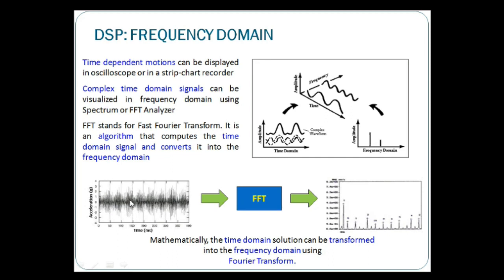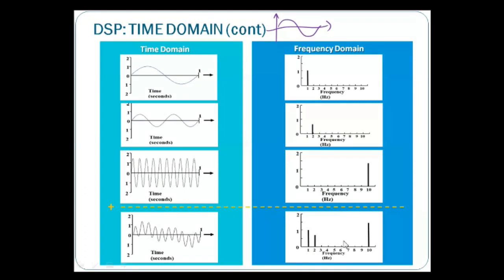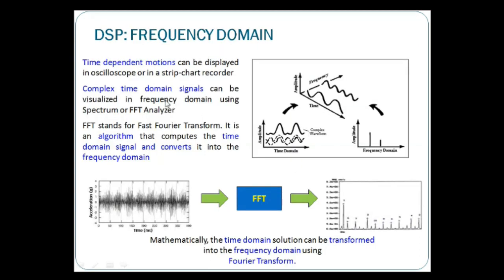So the best way is to look into the frequency domain, as you can see here. You can separate each frequency component in terms of frequency. And you know from here what frequency components are available in these signals, and what the amplitudes are. Here you know that 10 Hertz has the highest amplitude, something like this. So similarly, a complex time domain signal can be visualized in the frequency domain.